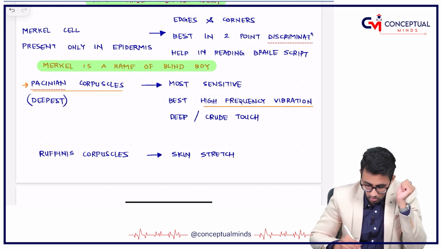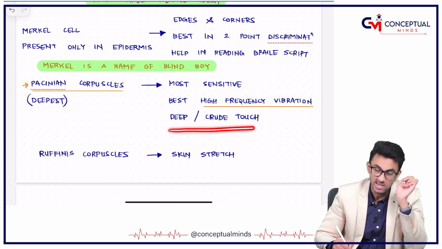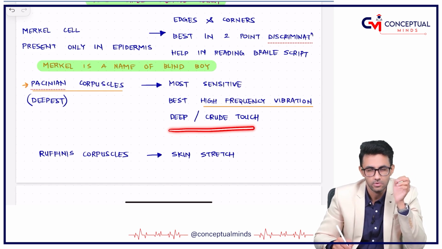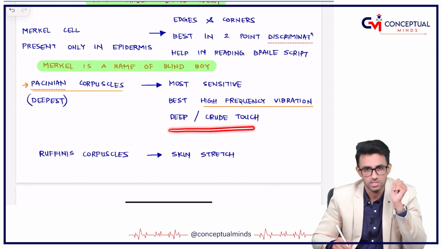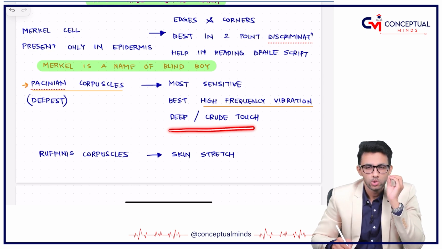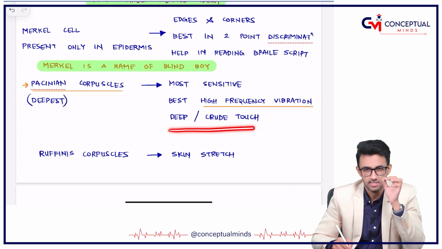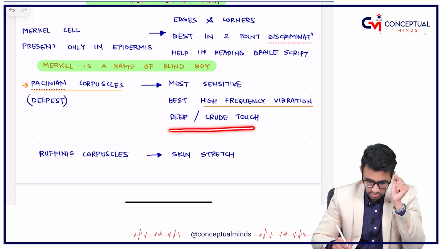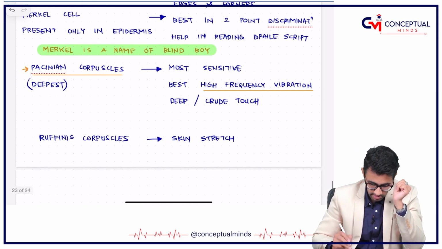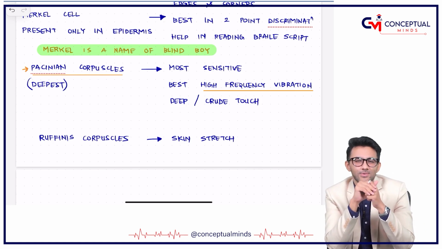And crude touch, deep touch. Because they are deep, they are crude. Yes, crude touch. So we just have to remember it like this: Pacinian corpuscles are concentric looking cells in the deepest layer, used for crude touch. That is very important. So three things we remember in this one. All right, now let us go on to the last one.